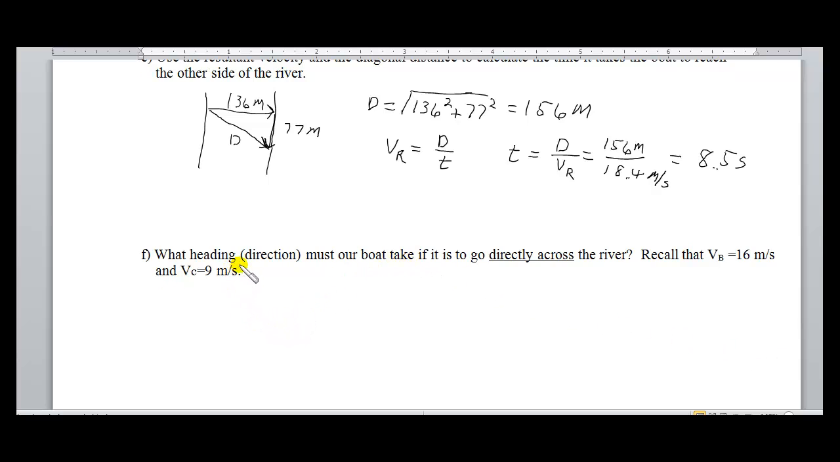Question: what heading or direction must our boat take if it is to go directly across the river? In other words, we want the boat to go directly across the river. There's still a current of 9 meters per second. The velocity of the boat is still 16 meters per second. What is the angle? We need an angle to be able to figure out what the direction is to be able to go directly across the river from one bank to another. Push that pause button and let's come back and compare answers.